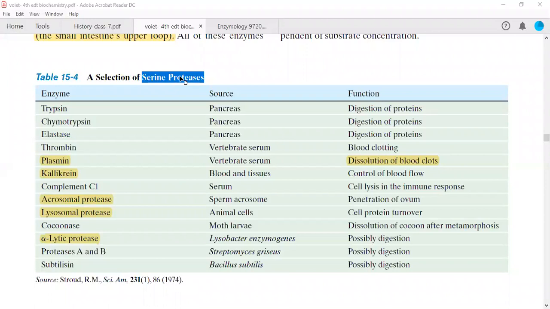If you have some problem, you can ask. I'm unmuting you all. And tomorrow onwards, we will look into Michaelis-Menten kinetics and other aspects of enzyme kinetics. So that is very important.